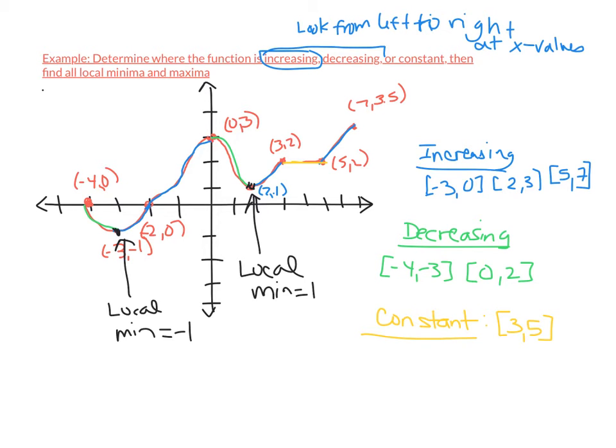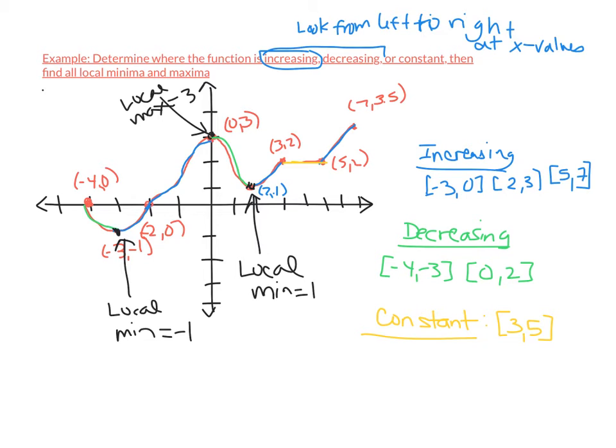So then the local maximum values are going to be your peaks that you have. So I have a local max, and it equals 3. And that's actually technically the only local maximum. Those areas where the graph is constant, we're not going to worry about those.